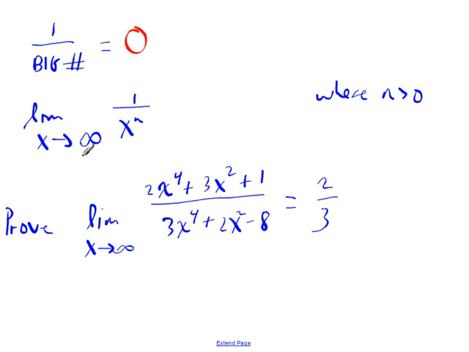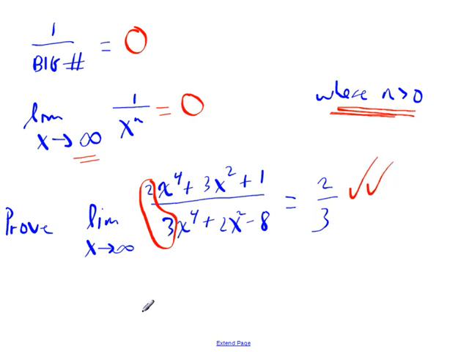So therefore, the limit as x approaches infinity of 1 over x to the n, where n is any positive number, well, as x gets close to infinity, this is going to get huge, and we know that 1 over a huge number approaches 0. So in this bottom example, I want to show why, as x approaches infinity, this approaches 2/3. And so we're going to prove on the next page how to use limits and calculus to prove this idea of horizontal asymptotes.